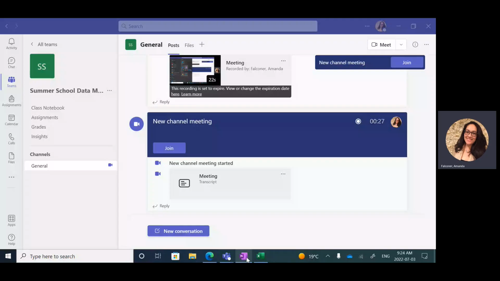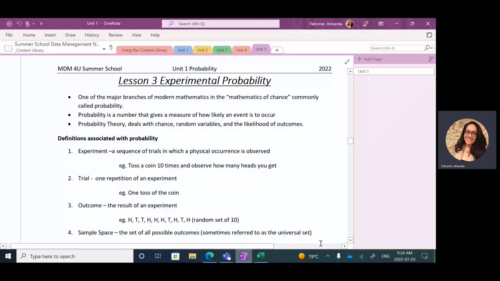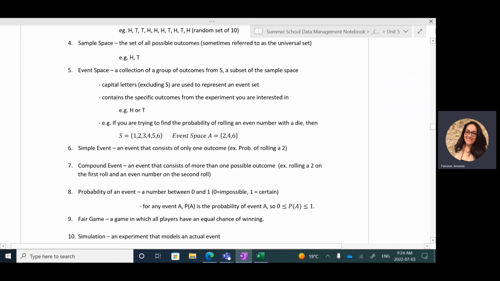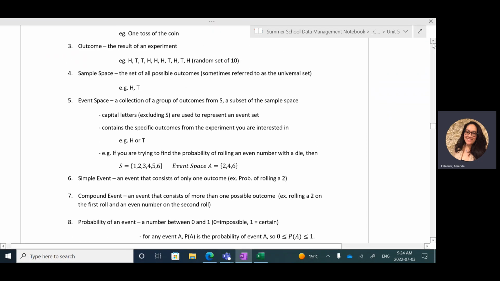Okay, hi everyone. This is lesson 3, experimental probability. So we're going to read through our definitions to start.